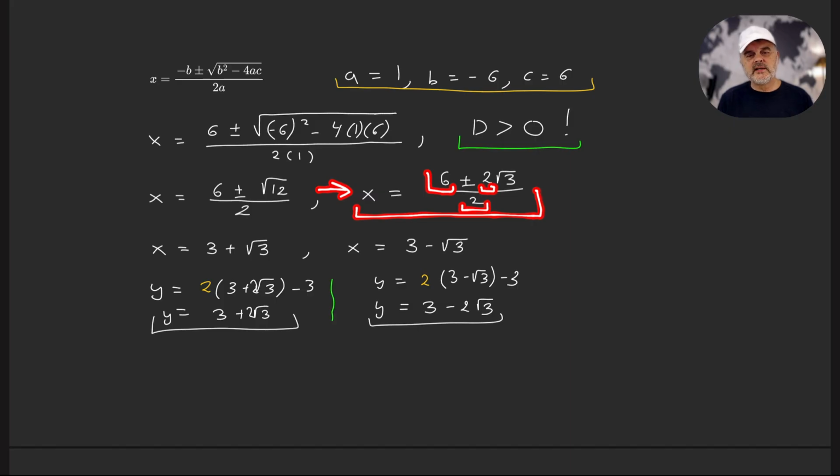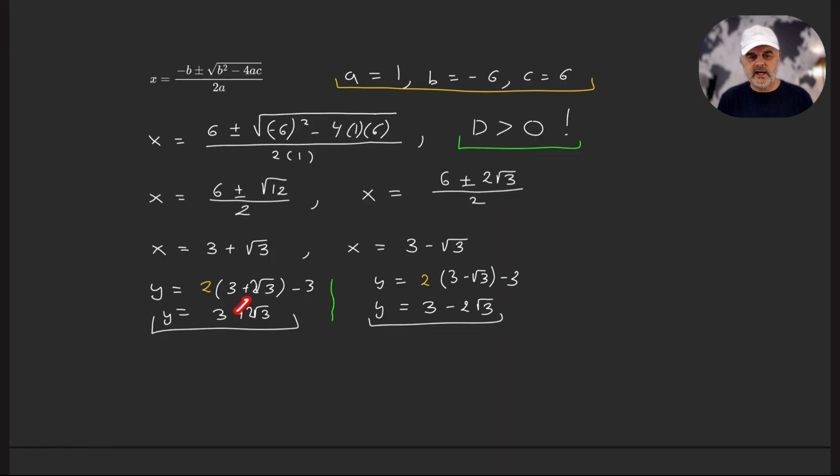So you would divide this expression by 2 so that you can get 3 plus radical 3 or 3 minus radical 3. So those are the x coordinates of those 2 points of intersection. To find the second coordinate, you use the equation of that quadratic function, or you can use the equation of the line, which is easier to work with. In this case, I use the equation of the line. It's much easier.